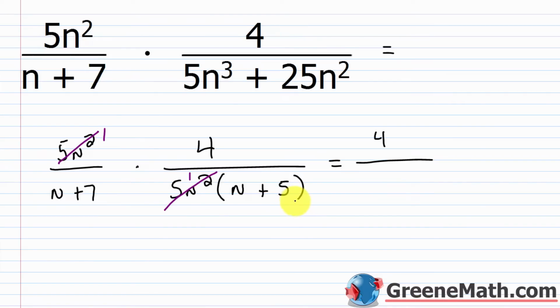So you could use FOIL for that. N times n is n squared. The outer would be 5n. The inner would be 7n. So that's plus 12n. And then the last, 7 times 5, is 35. So what I get here is 4 over n squared plus 12n plus 35.